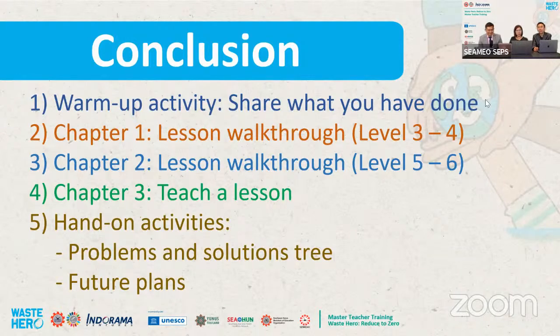Okay, so after you have reviewed chapter 1, it's going to be chapter 2. Chapter 2 is about the lesson walkthrough for level 5 to level 6. You have been explained the circular economy and also the business model canvas that you can adapt for your students in class. And level 6 is about workshops, mainly for university or youth clubs, but you can also adapt it to school clubs and school classes too.